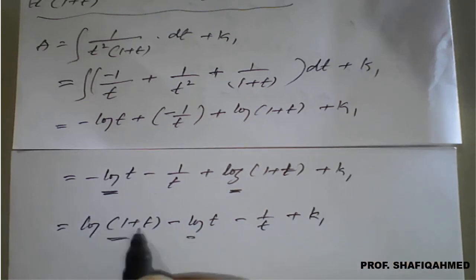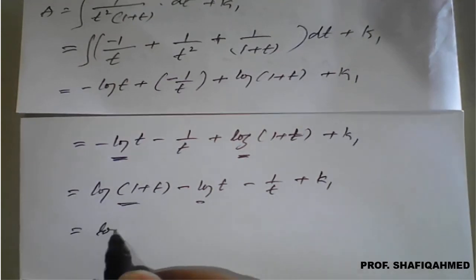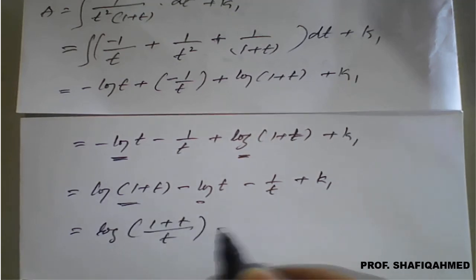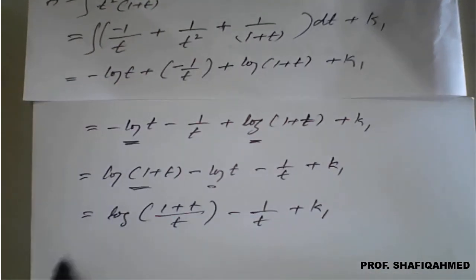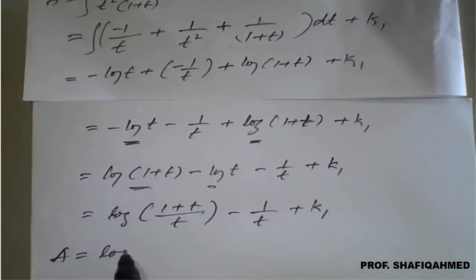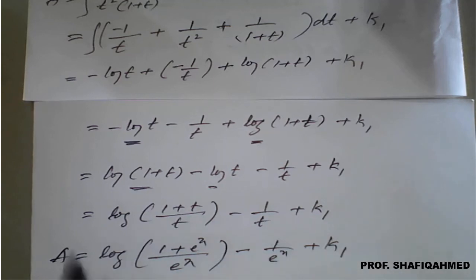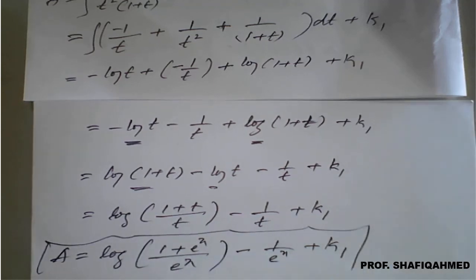So these two terms are of the form log a minus log b. So what is log a minus log b? It is log of a upon b, that is 1 plus t upon t minus this 1 upon t as it is plus k1. So which is nothing but the value of a is nothing but log of, you replace the value of t, that is 1 plus e raised to x upon e raised to x minus 1 upon e raised to x plus k1. So this is the value of what here? Our solution of a.